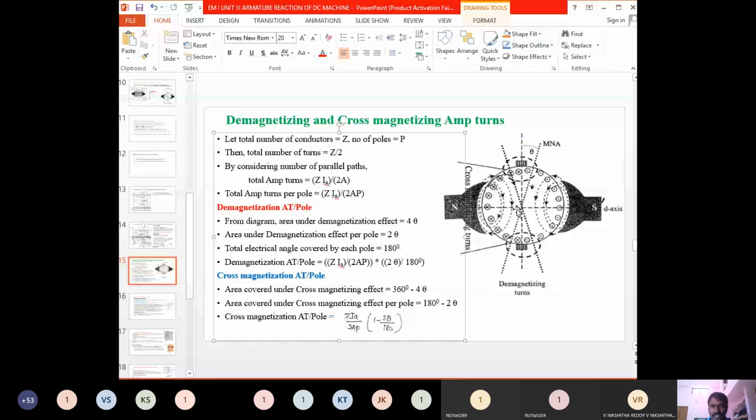Now let's see how it is going to affect. As we discussed in detail, here the direction of current is inwards. If the direction of current is inwards, by applying the right hand thumb rule, if the thumb indicates the direction of current, then the closed fingers will indicate the direction of magnetic flux.